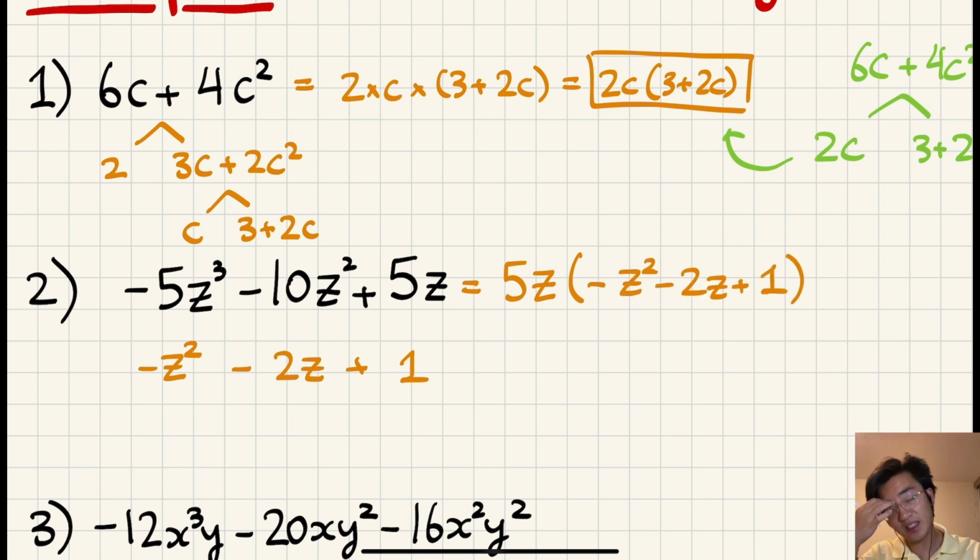And now, this is kind of cursed. Unfortunately, the first term in a polynomial can never be negative. In other words, the term with the highest power in a polynomial can never be negative.